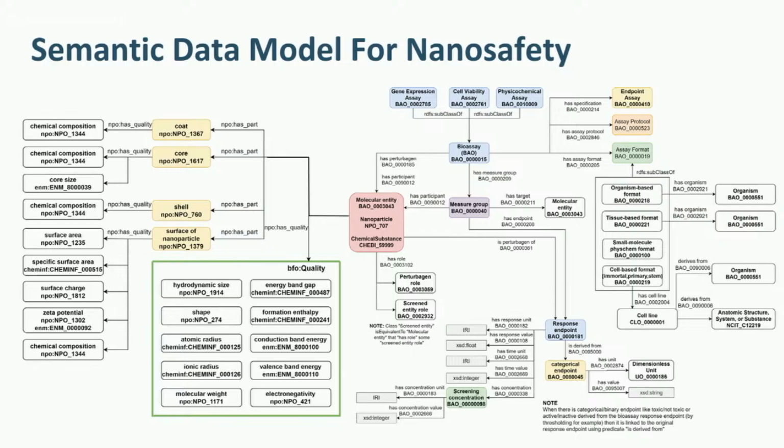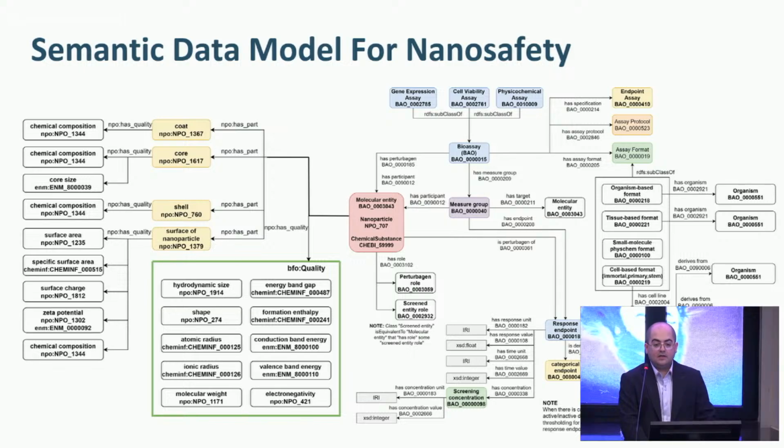And then I ended up with a model that captures different aspects of nanomaterial safety, including the structure of nanomaterials, the quality of nanomaterials, different types of assays for toxicity, gene expression, and physicochemical characterization, and also the provenance of the data sets.